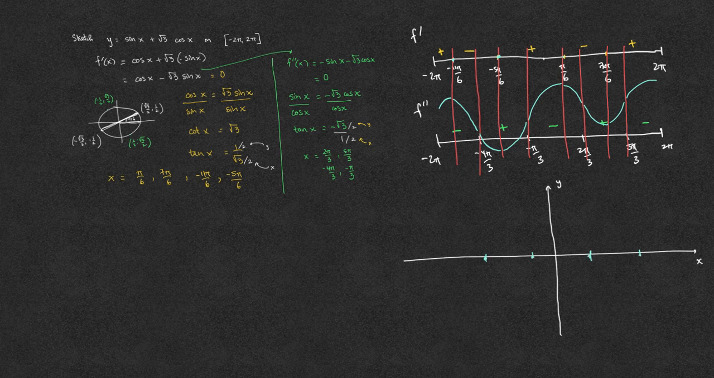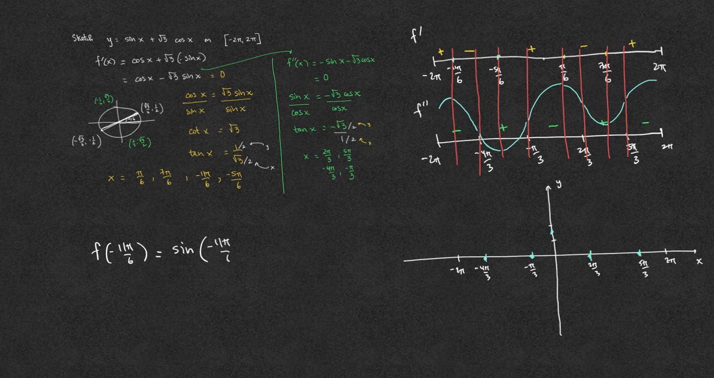These are the x-intercepts. Also, if we plug 0 into the given function, we have sine of 0 is 0 and cosine of 0 is 1. Root 3 times 1 is the square root of 3, or roughly 1.7. So we also obtain the y-intercept as well.